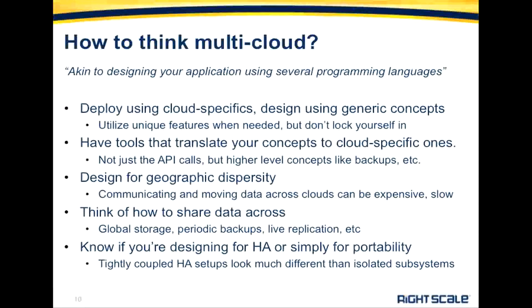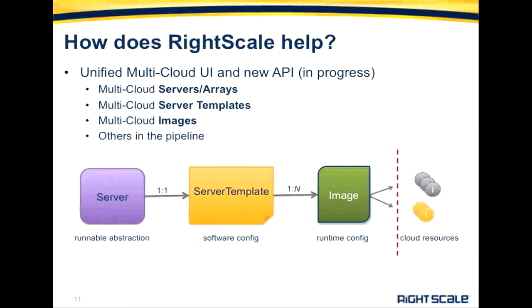And last but not least, it ties back to what I was saying before: it's very different to design a multi-cloud application for high availability, a self-healing type of system, compared to designing something that you can deploy in the same way in different clouds, right? Kind of a cookie cutter type of thing. So know these differences when you're designing your application. They're really different. So how does RightScale help in this?